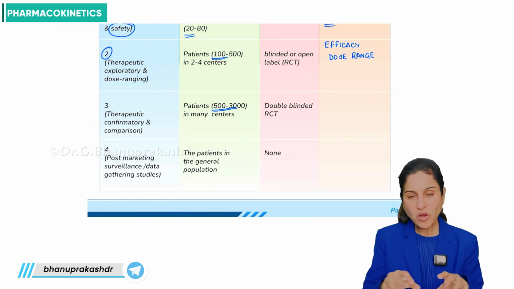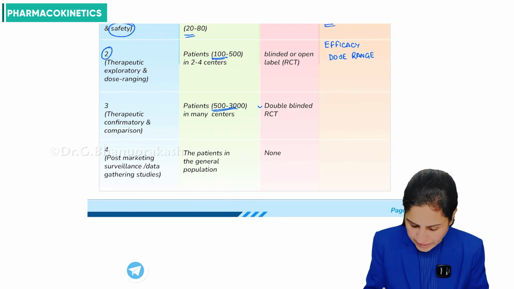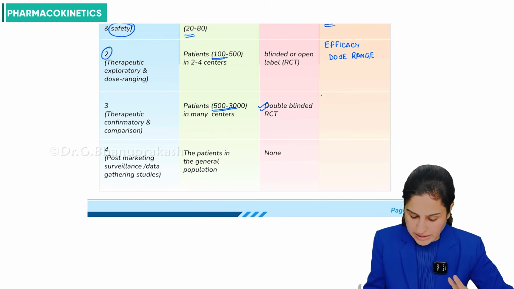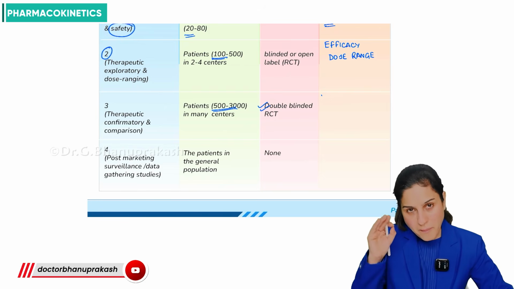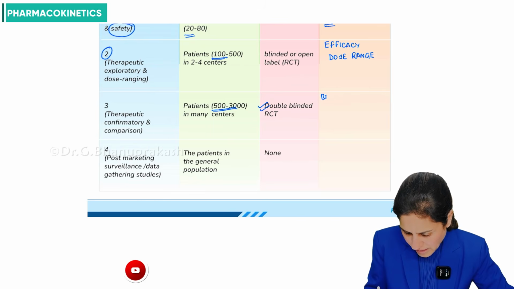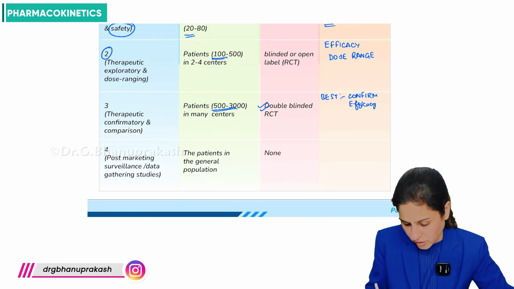So it involves a larger number of centers and more patients, and it is usually double blinded, randomized controlled or uncontrolled, but usually this is the way the trials are designed here. Now this actually is the best phase to confirm the efficacy. And we can also tell about the safety of the drug.